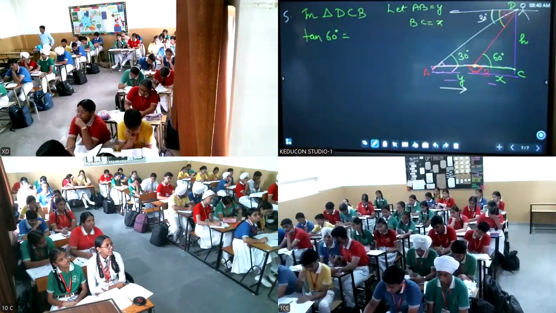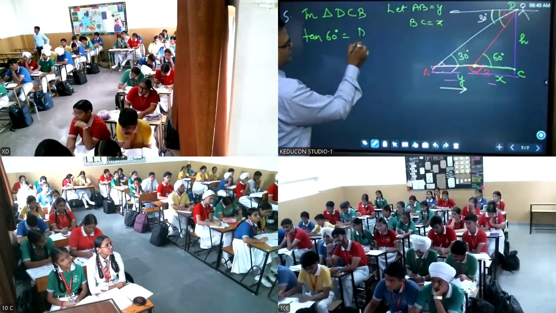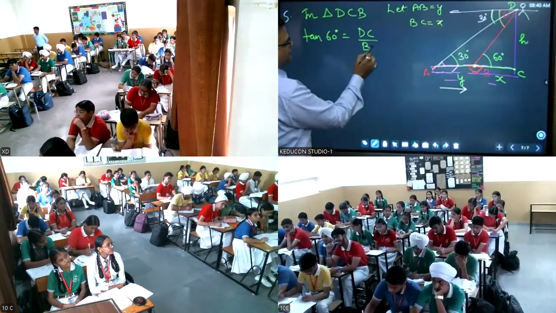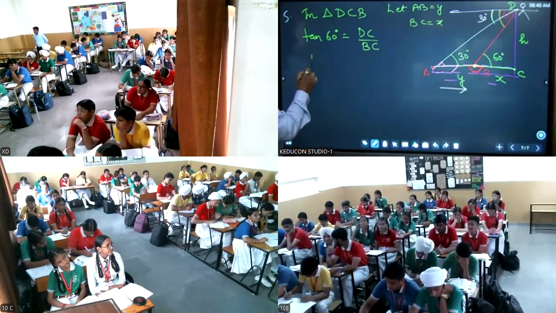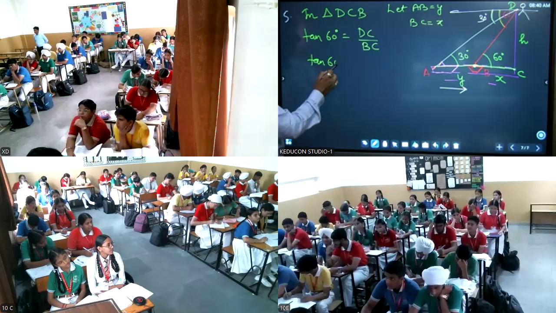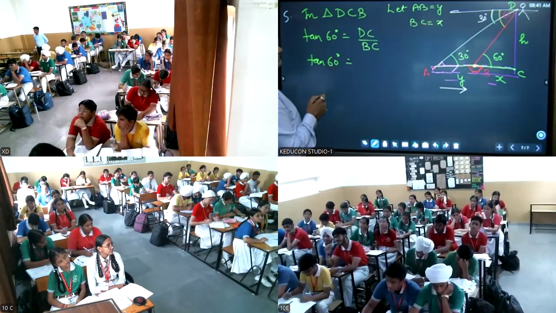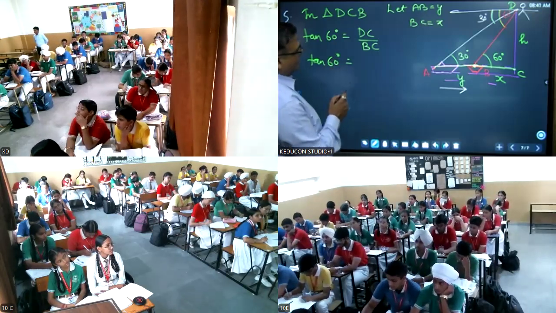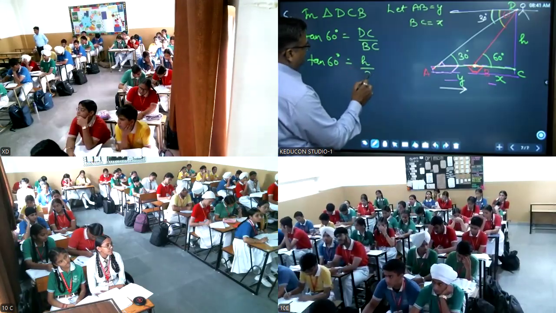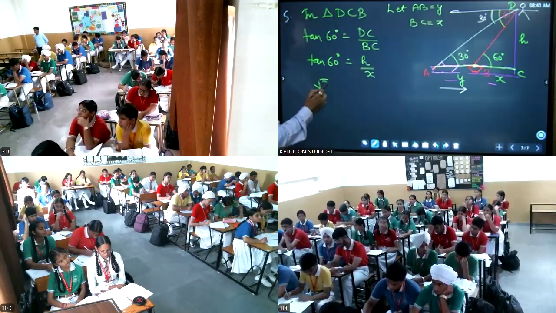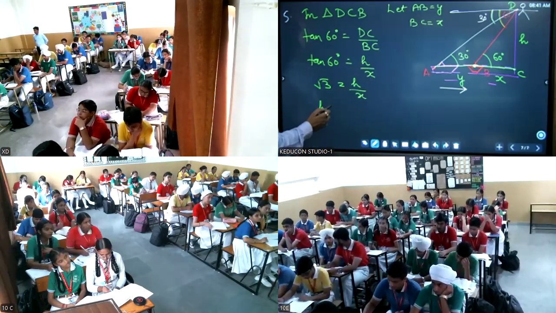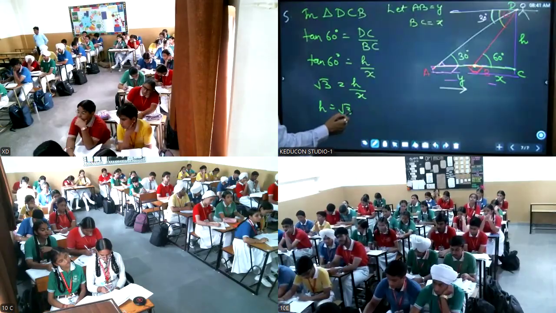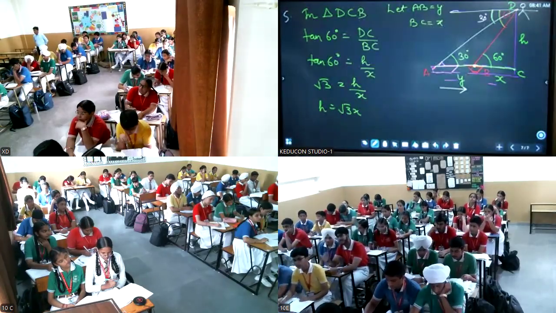So now tan 60 degree will become equal to DC upon BC, right ji? So tan 60 degree is equal to DC, which is h, upon x. So that means it is root 3. So what is the value of h? h equals root 3 x, aa gayi bachchon.